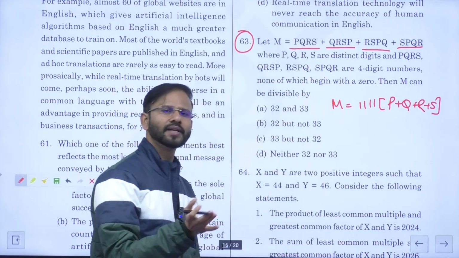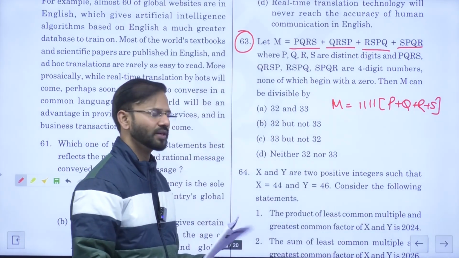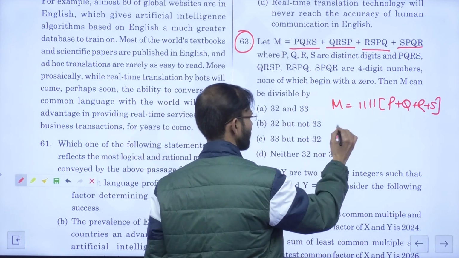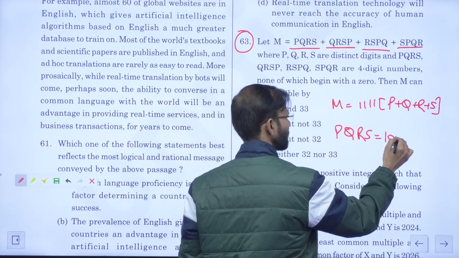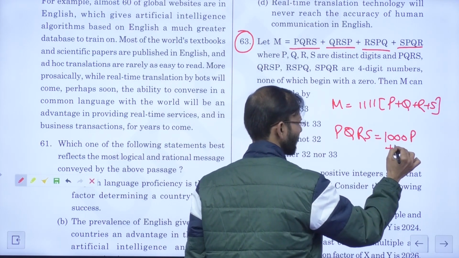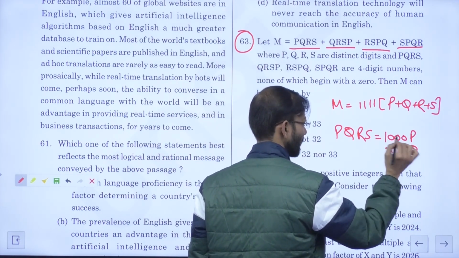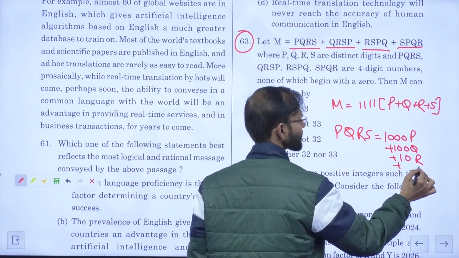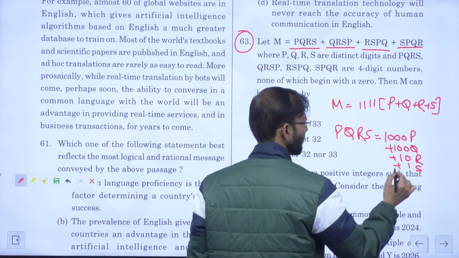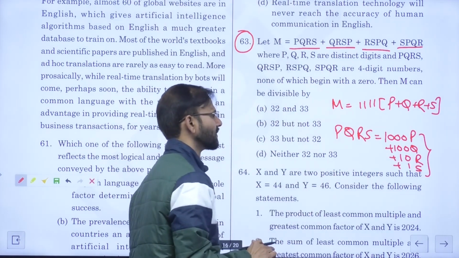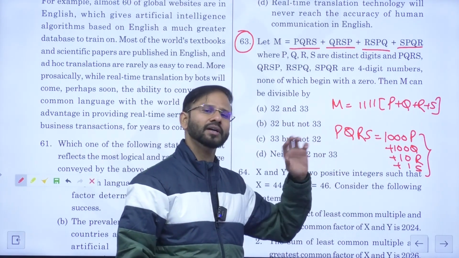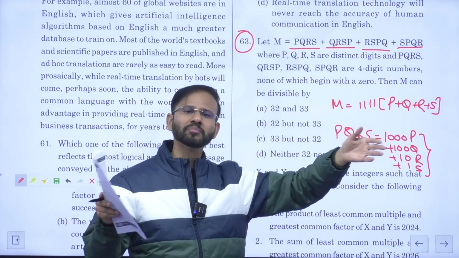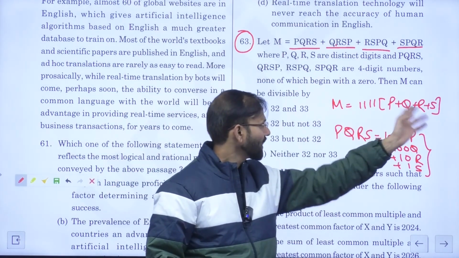Why? Because if I talk about PQRS, PQRS is 1000 P plus 100 Q plus 10 R plus 1 S. Fine. So guys, similarly you can get another number like this, like this, like this. So when you add all 4 numbers, you will get this result, M as this.